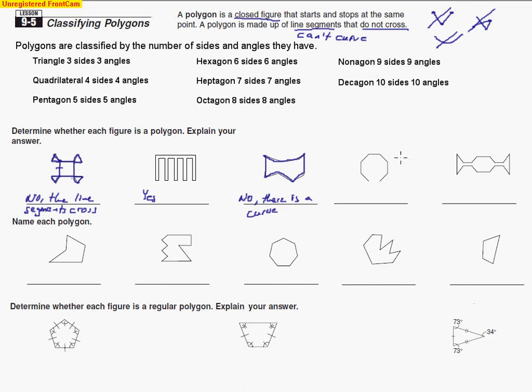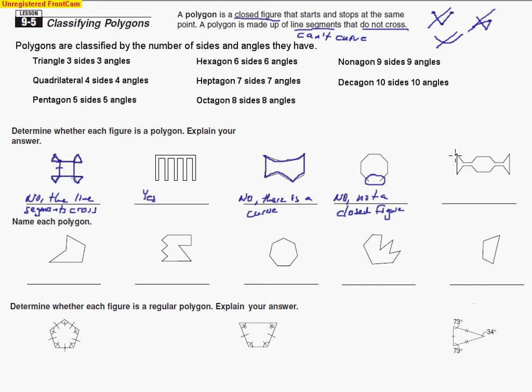This one here, well, it looks like it's doing okay, but we come around to this point right here, and what's wrong here? Right here, we have an open segment, so we would say no, it's not a polygon because this is not a closed figure. So when we don't have that closed figure, we don't have a polygon.